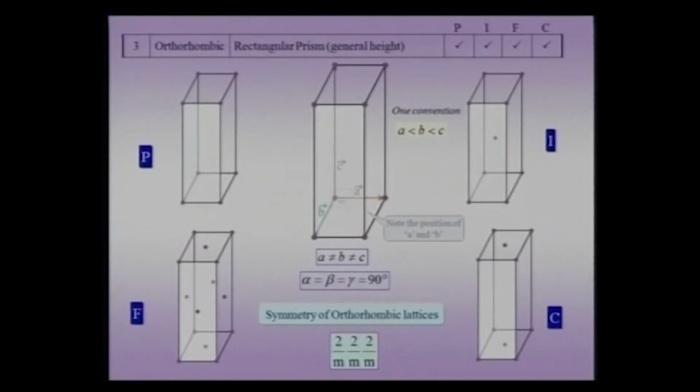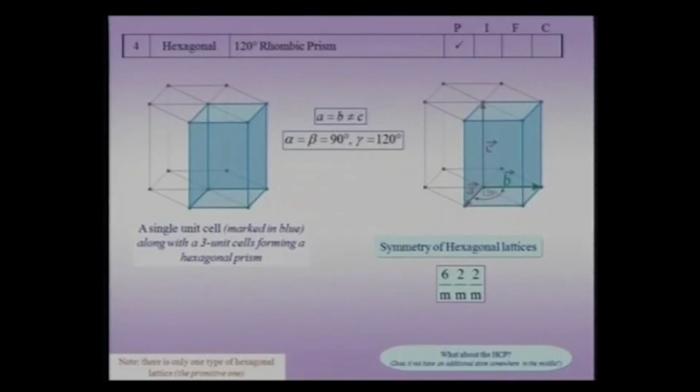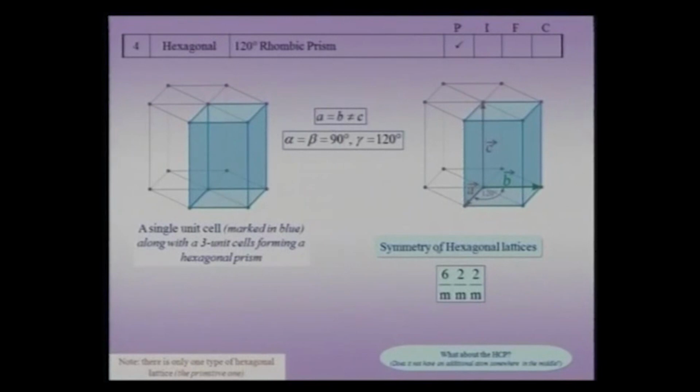So now orthorhombic lattices have 2/m symmetry, and as we shall see later, some of the crystals which belong to the orthorhombic crystal class can have a lower symmetry. The next lattice we consider is the hexagonal lattice, and as the name suggests, the hexagonal lattice has a 6-fold symmetry. Now, the only kind of hexagonal lattice possible is the primitive hexagonal lattice. The body-centered, the face-centered, and the C-centered hexagonal lattices are not possible.